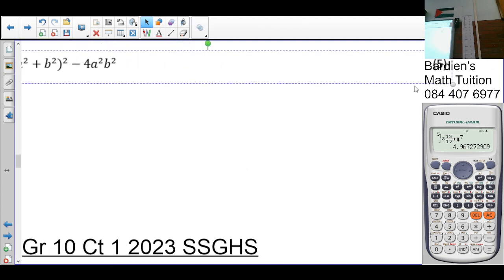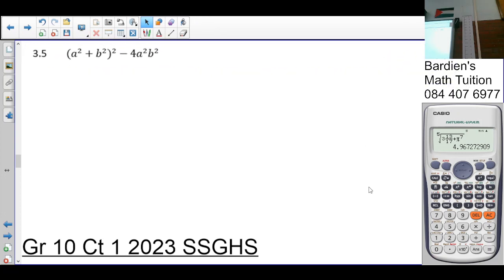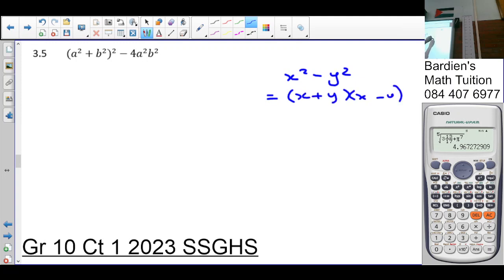The next one was for 5 marks. You guys messed this up. Some, yeah? People, if we had x squared minus y squared, what type of factorization here? Difference of two squares is x plus y, x minus y.